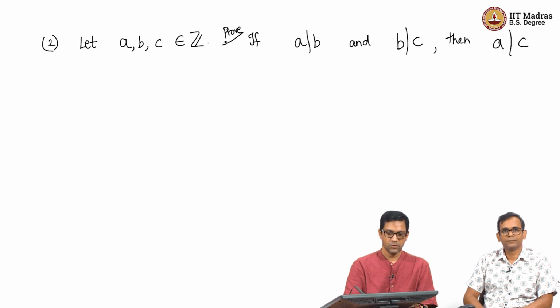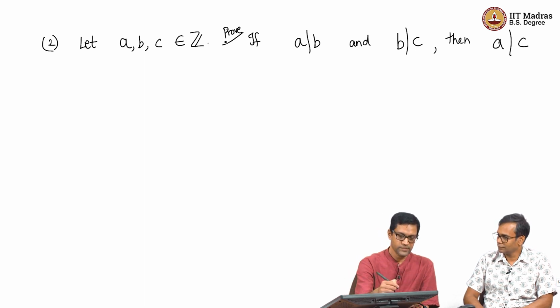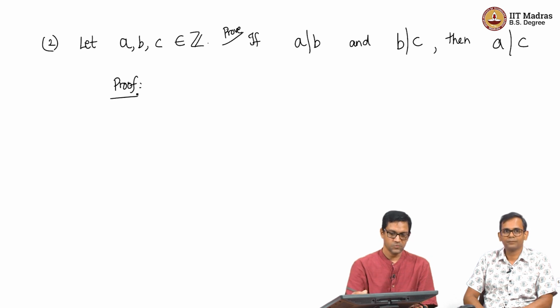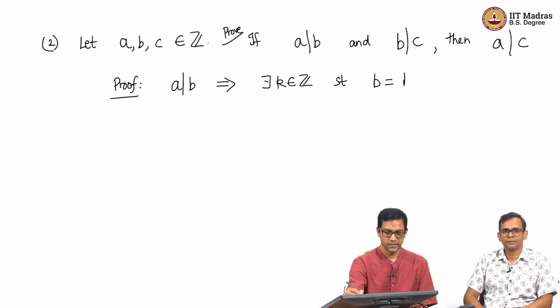Again, it's a question of formally proving this, ensuring that you can get it just from the definitions. We've seen one proof, so this one's going to be easy. What does it mean to say a divides b? It means there is an integer k such that b can be written as k times a. Now let's do the same thing. b divides c means there is an integer L such that c can be written as L times b.